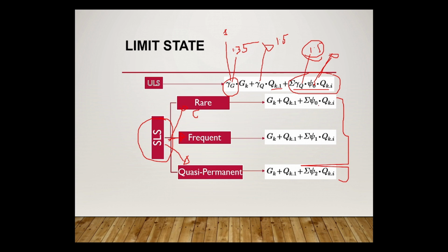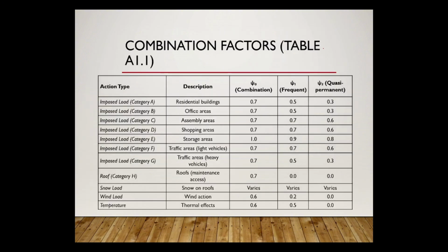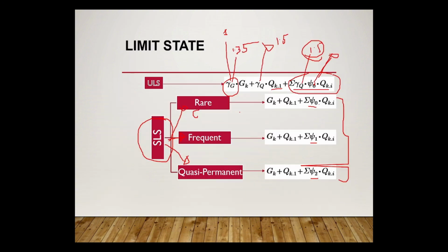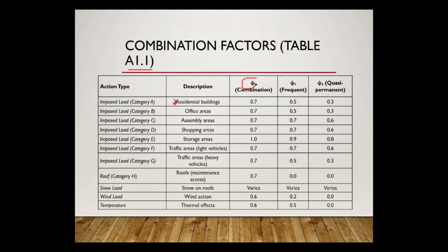But the main difference you can notice within the three cases is these factors ψ0, ψ1, and ψ2. So this one is defined depending on whether it's rare, frequent, or quasi-permanent. This is Table A1.1 from Eurocode 0 (EN 1990). It defines different values of ψ0, ψ1, and ψ2 depending on the structure being designed. For example, for the case of residential buildings, there are 0.7, 0.5, and 0.3. These factors, depending on your structure, will be plugged into this equation so that you can get exactly the load combination that you can use for your structure design.